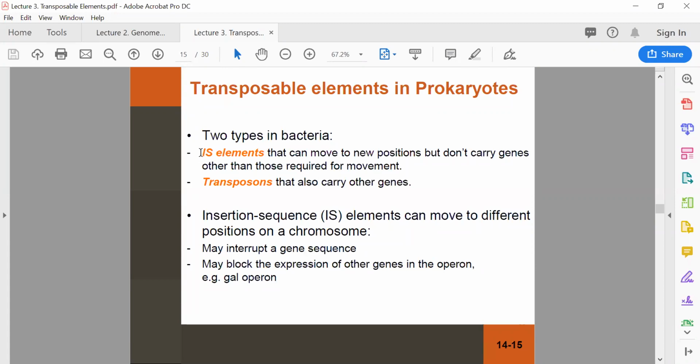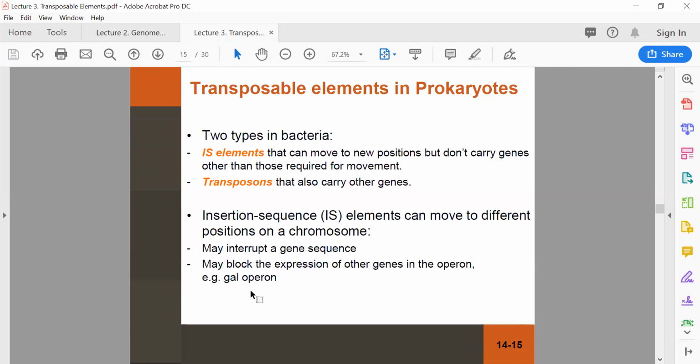So if we just go back to these IS elements and look at them down here in a bit more detail. IS stands for insertion sequence. So insertion sequence elements can move to different positions on a chromosome. In the process of this movement, they may interrupt a gene sequence, and interrupting one gene sequence may actually block the expression of other genes that are found in that cluster of genes, which is called an operon in bacteria.